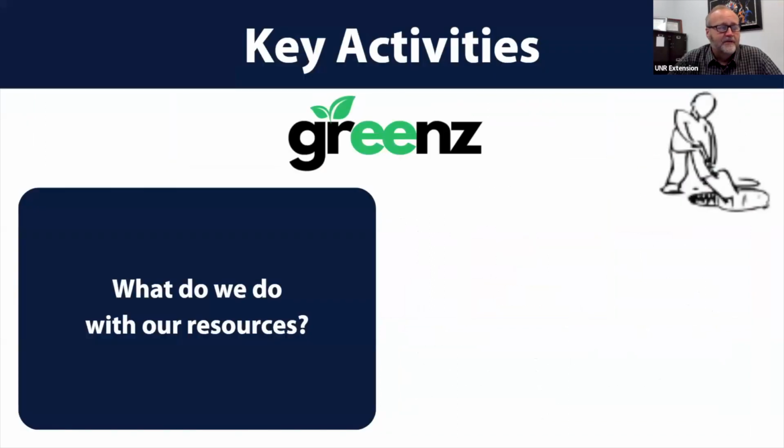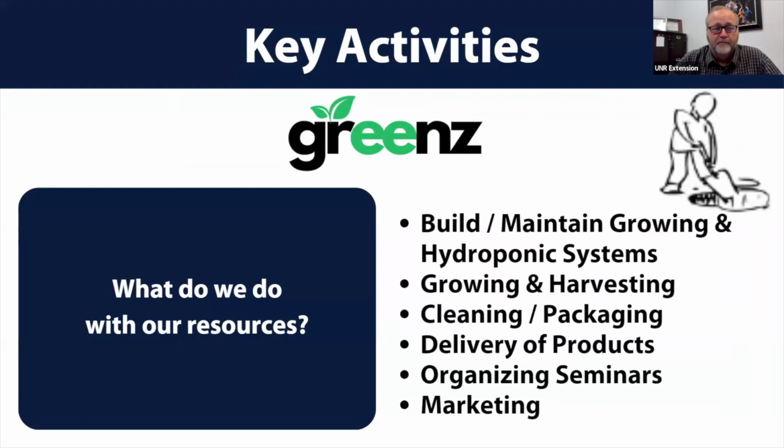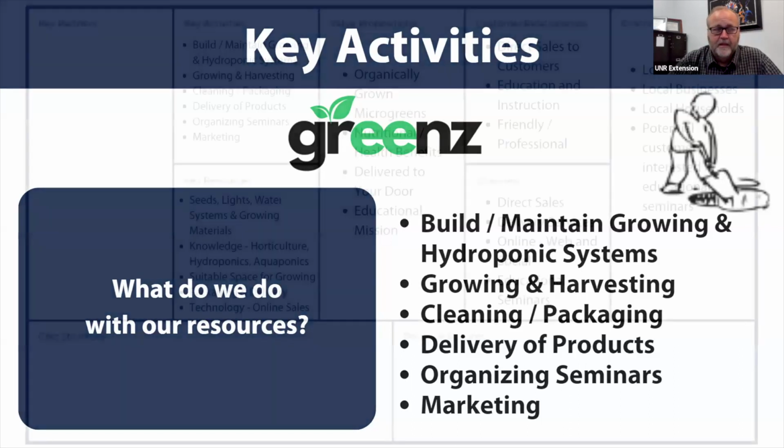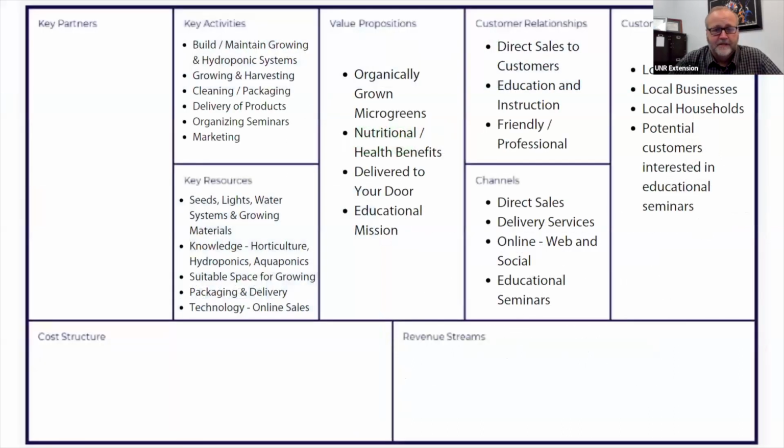Now we have our key activities. What are we going to do with these resources? Well, number one, we're going to build and maintain growing and hydroponic systems. That's going to be a main key thing that we need to do. We're going to have to grow the microgreens. We're going to have to harvest them, clean them, package them, and deliver the products. And then we're also going to have to organize the seminars and continue with the marketing of the microgreens. So we put that in on our key activities.